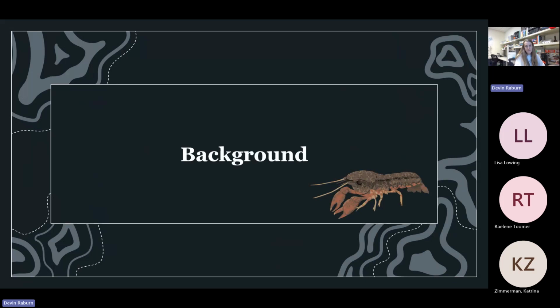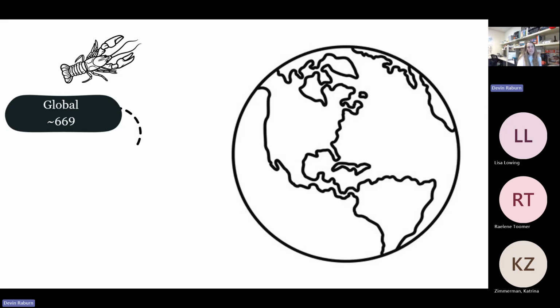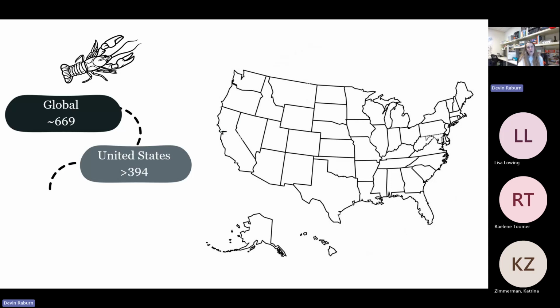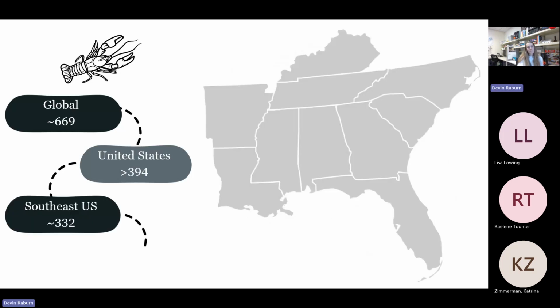So first we'll start off with some background. There are around 669 species of crayfish globally currently described right now, more and more being described every year. And the United States harbors nearly 400 of those species, so a super great amount of diversity just in the United States alone. And the Southeast United States is a biodiversity hotspot for crayfishes as well, and there's around 332 crayfish in just these states alone. And the same can be said about fishes and mussels and other freshwater taxa as well.